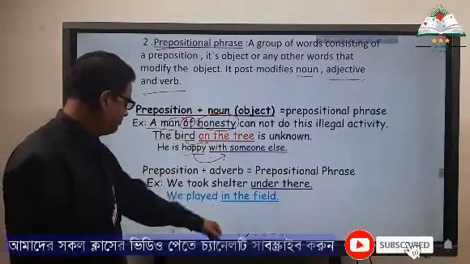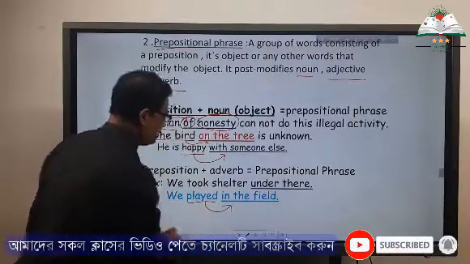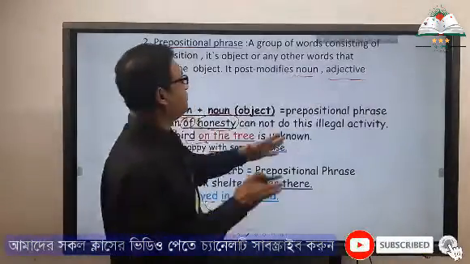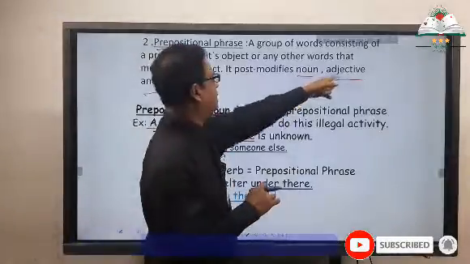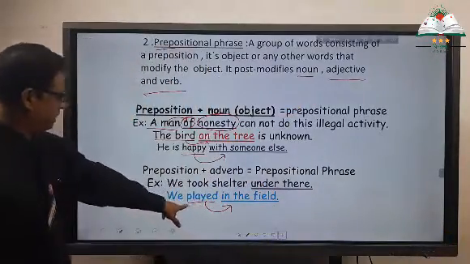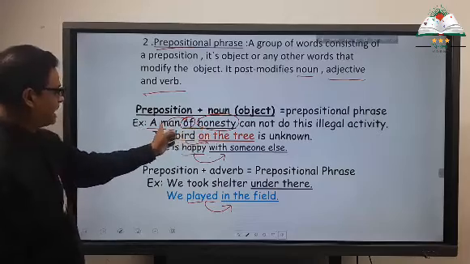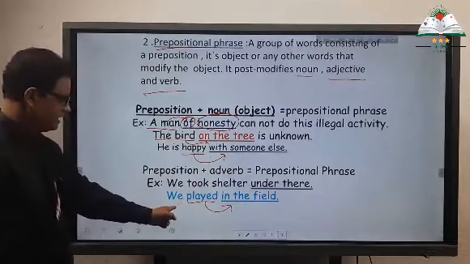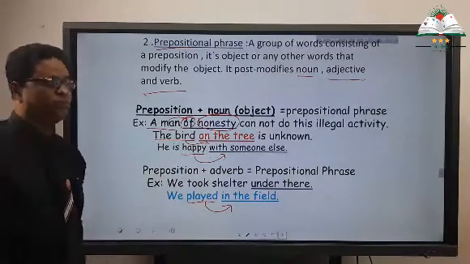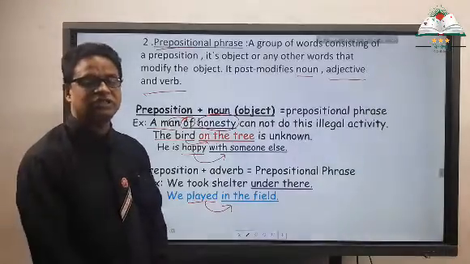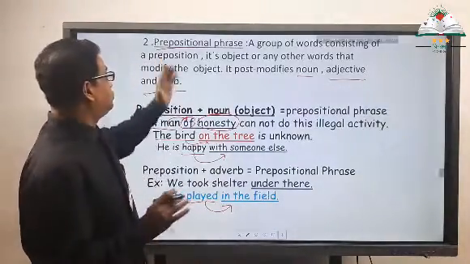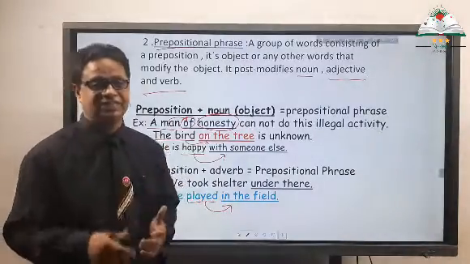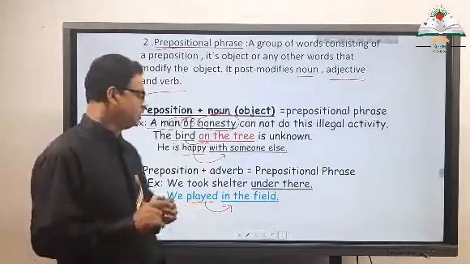We played in the field. After the verb, a prepositional phrase has been used. This is a note. You must remember that a prepositional phrase can be used after noun, after adjective, after verb. Here we have got examples: after a noun we have got a prepositional phrase, after an adjective we have got a prepositional phrase, and in this structure after a verb we have got a prepositional phrase. I think, dear boys and girls, it is clear to you that a prepositional phrase can be used as a post modifier after verb, after noun, after adjective. Remember it. This will help you in your examination questions.